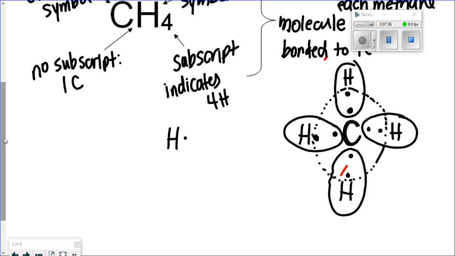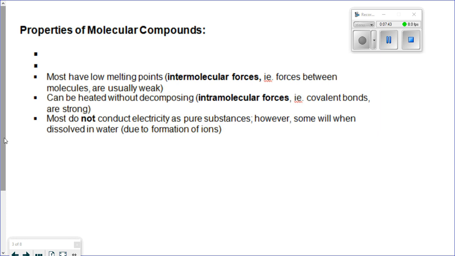And so hopefully you can visualize that as well. So, some properties of molecular compounds: they can be solid, liquid, or gas.